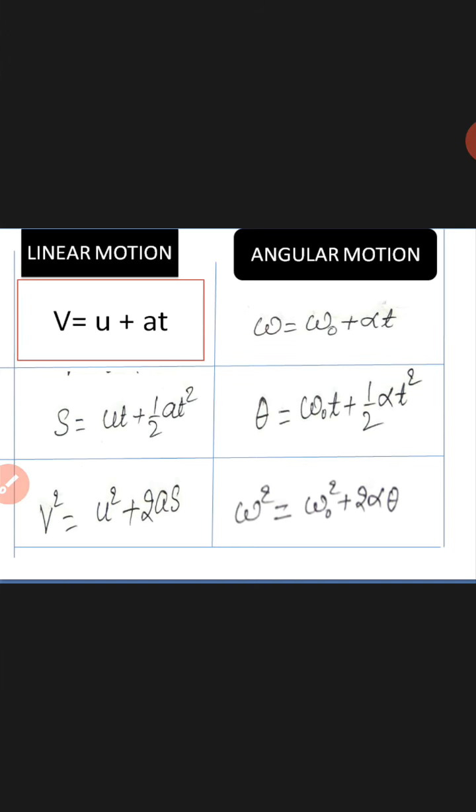Thus we have seen all about angular motion according to the syllabus.